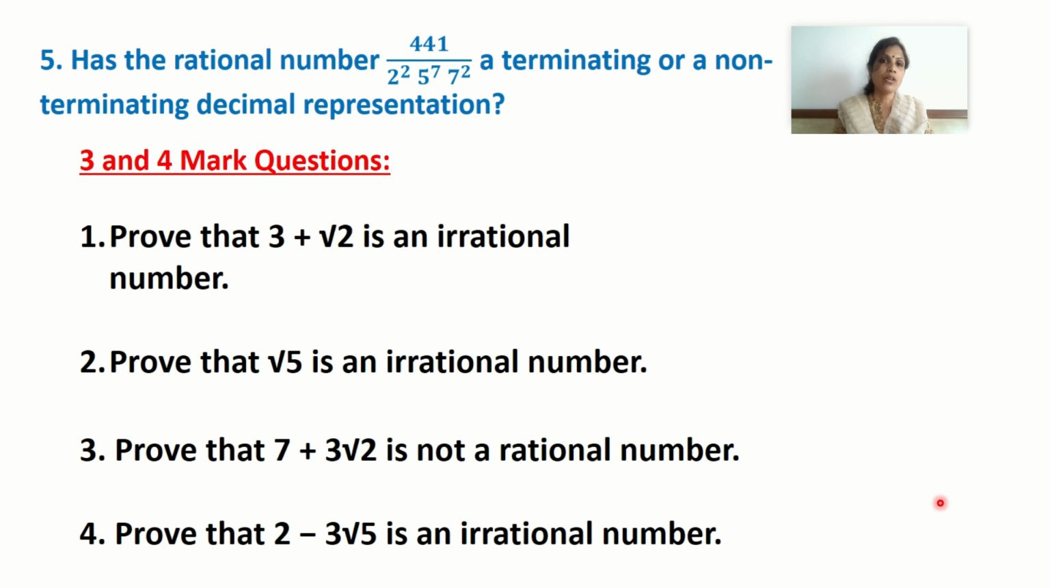Okay, if the question is given as 3 plus square root 2 is an irrational number, there is no need for you first to prove that root 2 is an irrational number and then go ahead with 3 plus root 2. You have to consider root 2 as an irrational number and then directly solve for 3 plus root 2.